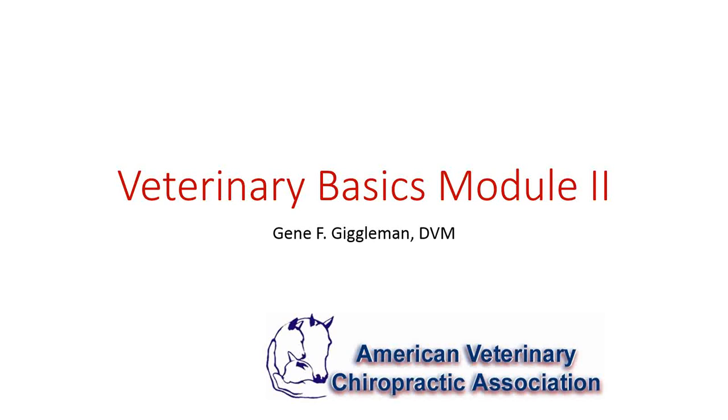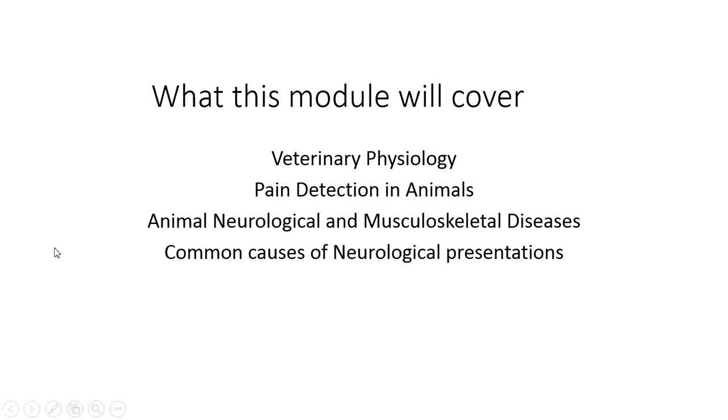This first part is just common physiologic parameters seen in animals, and also basically how to recognize pain in animals. Most of the veterinarians will be familiar with this. It might be a good review, but again, you learned all this in vet school, so it'll be especially helpful for the chiropractors. So we'll go through this, and hopefully you'll find it interesting. So veterinary physiology, pain detection, and we'll do the animal neurological musculoskeletal diseases and common causes of neurologic presentations. We'll do that in the classroom.